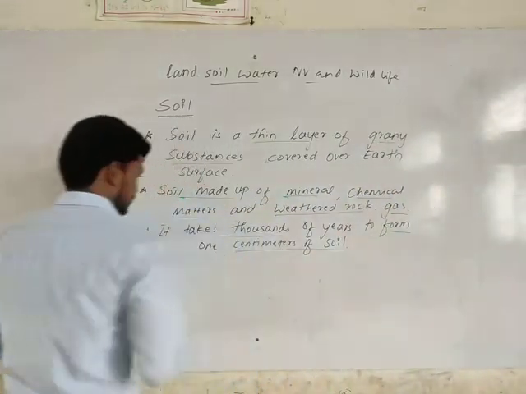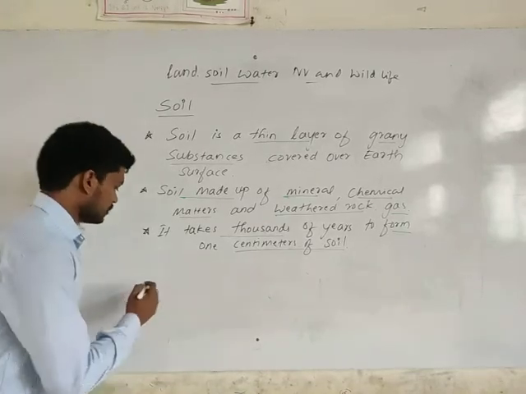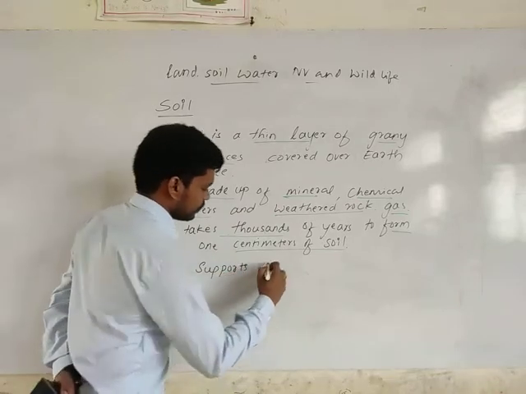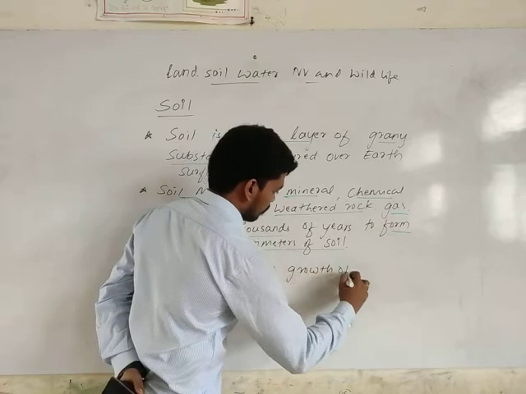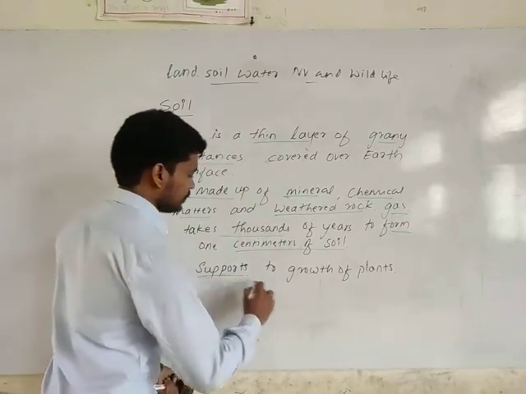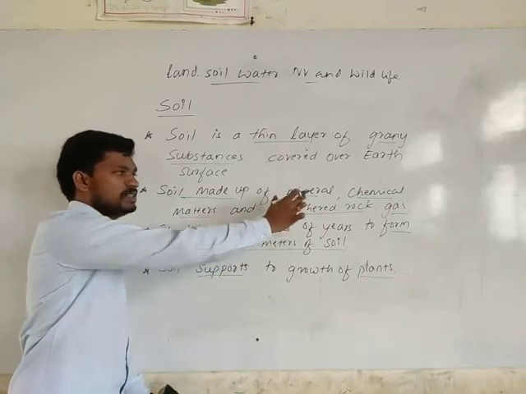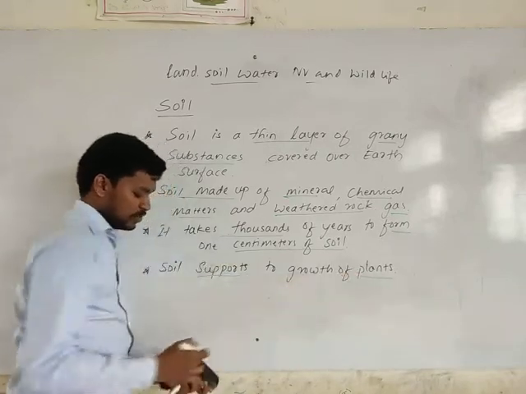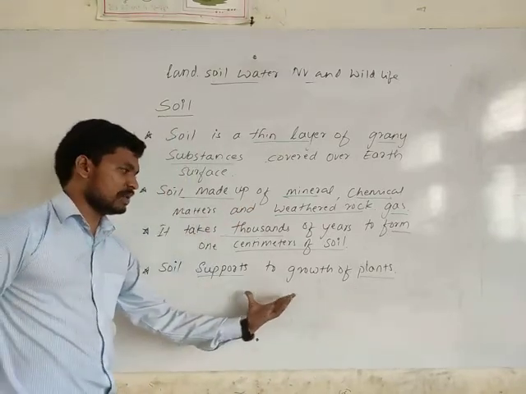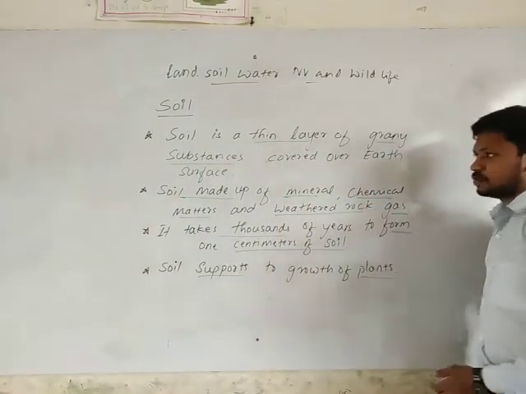Soil supports the growth of plants. Because soil contains, as we discussed, chemical matter, components and minerals, plants that require humus soil can grow. The soil provides suitable conditions and whatever the requirements are for the plants, so that the soil supports life like plants. So it's our fourth point.